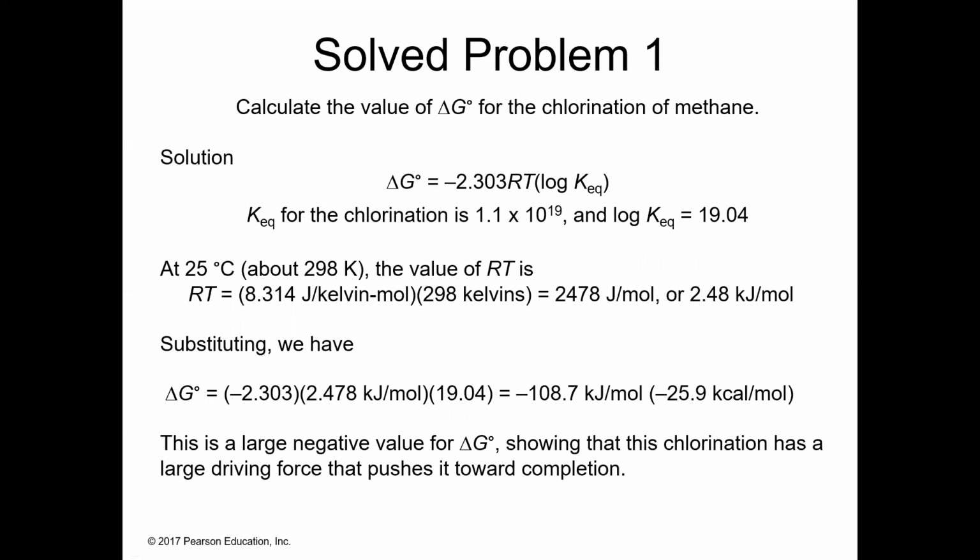Okay, so here's the calculation for our chlorination of methane. Okay, using this equation. Okay, we know what K is. And if we calculate delta G, it is negative 108.7 kJs per mole. Okay, since this is such a large negative value, that shows that the chlorination has a large driving force and it pushes toward completion.